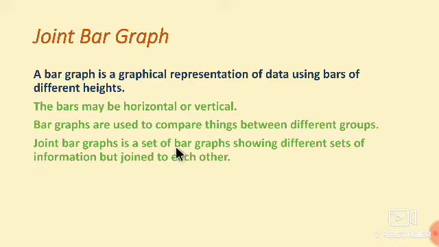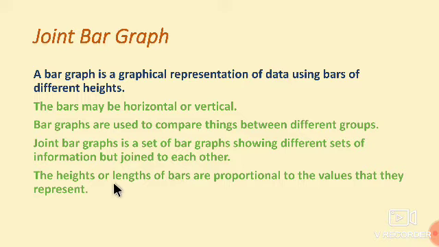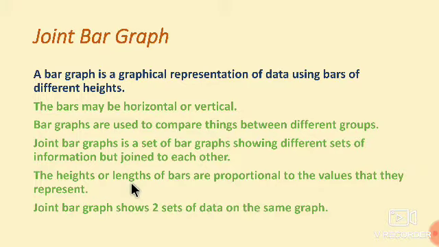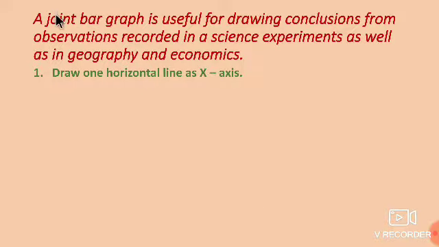A joint bar graph is a set of bar graphs showing different sets of information but joined to each other. The heights or length of the bars are proportional to the values that they represent. The height and length is dependent on the numerical information which they are showing. A joint bar graph shows two sets of data on the same graph. It is useful for drawing conclusions from the observations recorded in science experiments as well as in geography and economics.